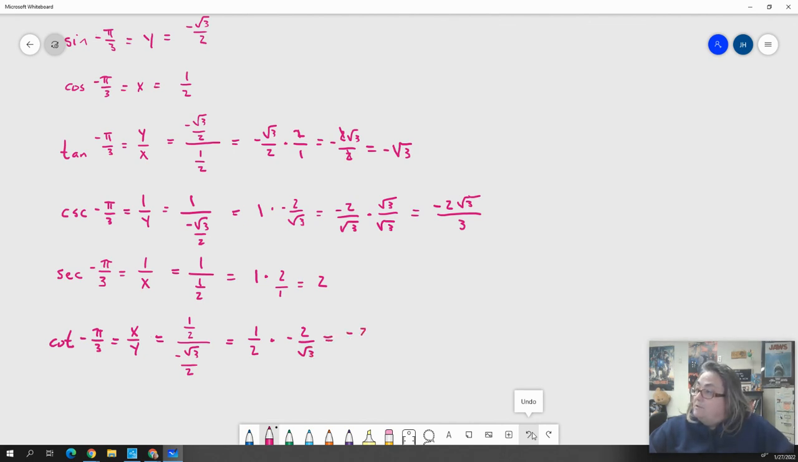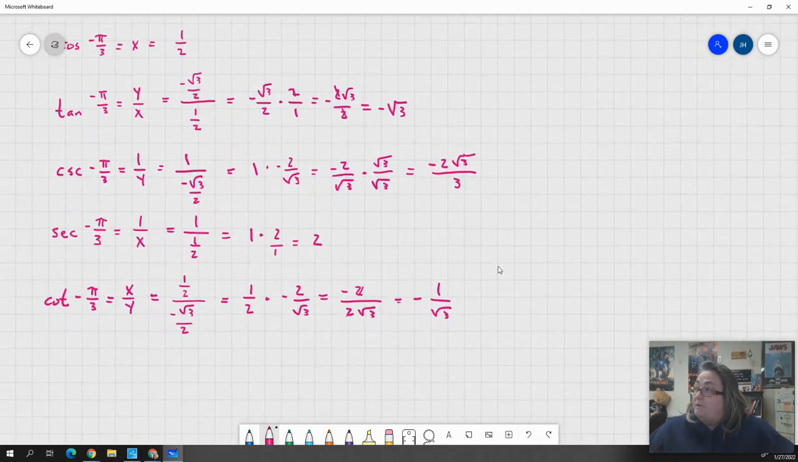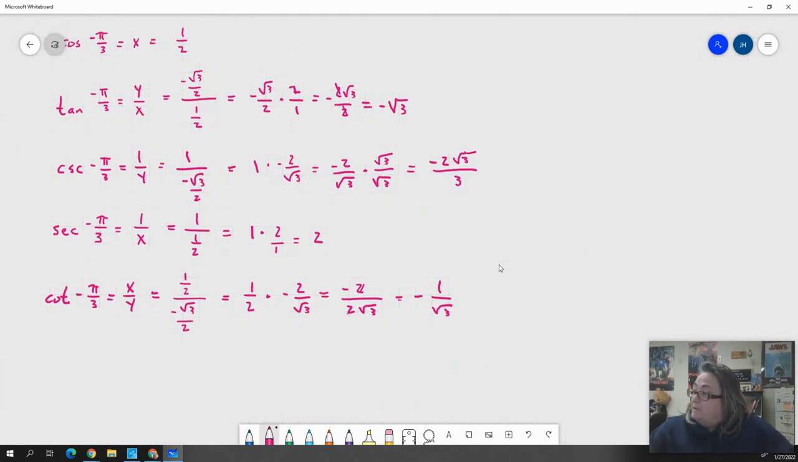Negative 2 over 2 rad 3. These 2's cancel, and I'm left with negative 1 over radical 3. I cannot leave the radical 3 under there, so I'm going to have to multiply times radical 3 over radical 3. I get rad 3 over 3, but with a negative.